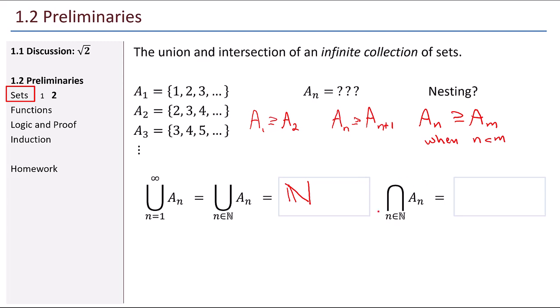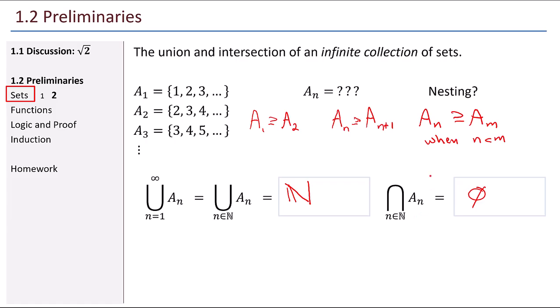Now, the infinite intersection ends up with nothing. There is no number in that set. Consider the number 5. Is the number 5 in the intersection? Well, 5 is in the first few sets, but once I get to A sub 6, then 5 is no longer in A sub 6, and so 5 is not in the infinite intersection.